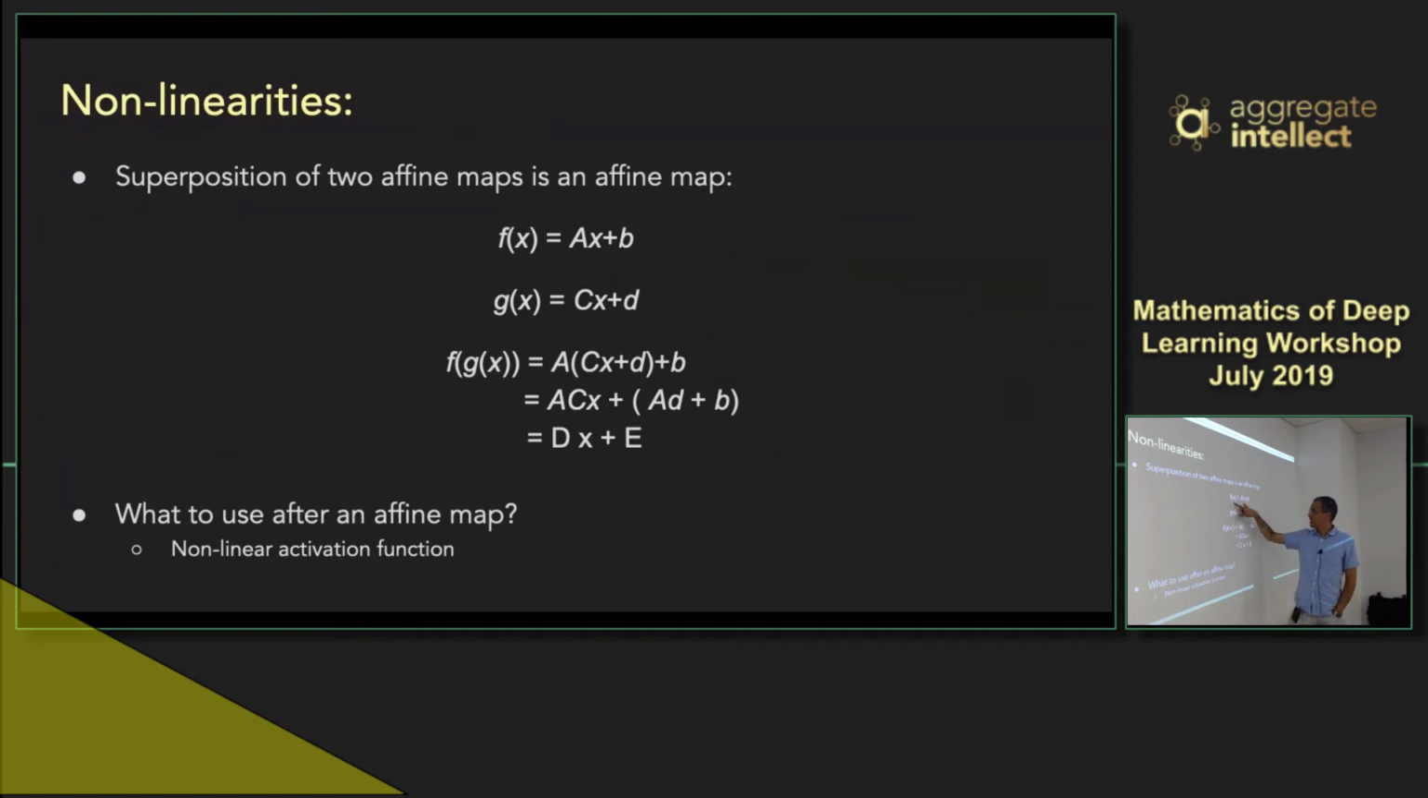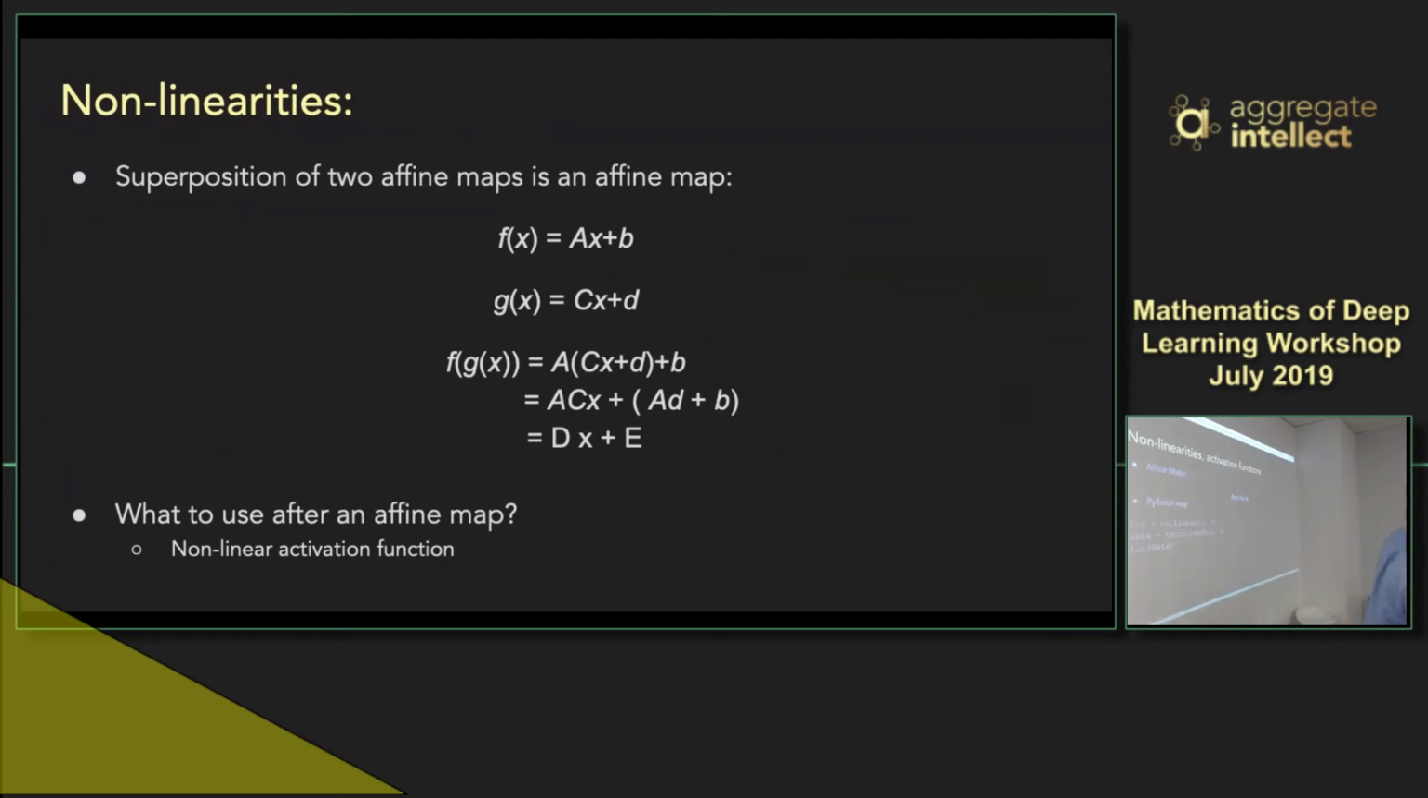So if I apply f over g of x, where g of x is given by cx plus d, and then I apply f to it, that means I take g, multiply by my a, and add b to it. And then I simplify that. This gives me matrix A multiplied by matrix C times the input plus a number, which I can rename as a matrix plus a bias.